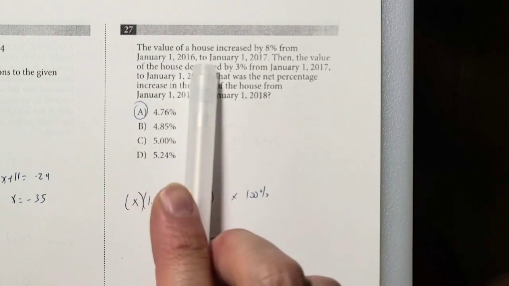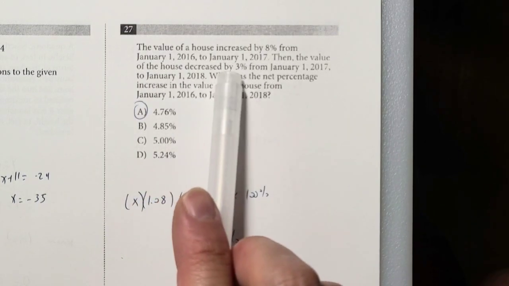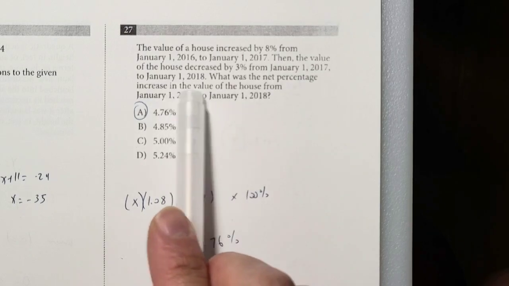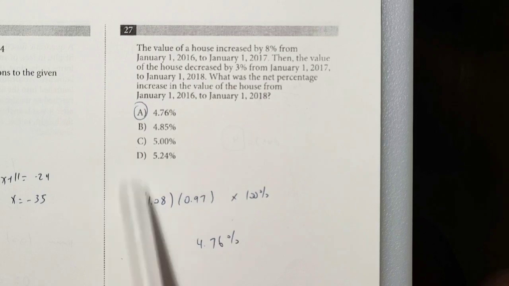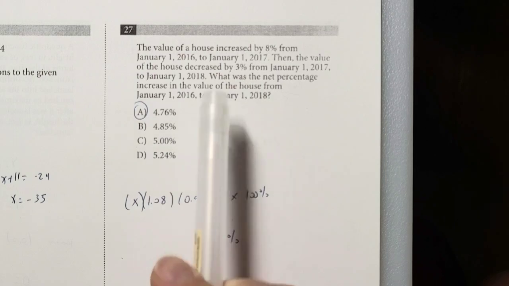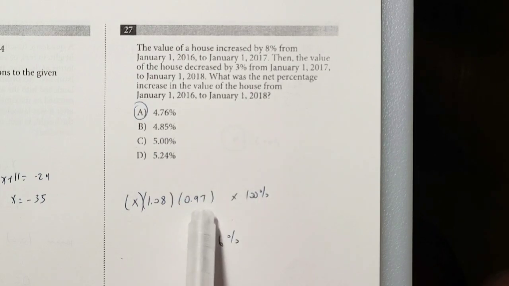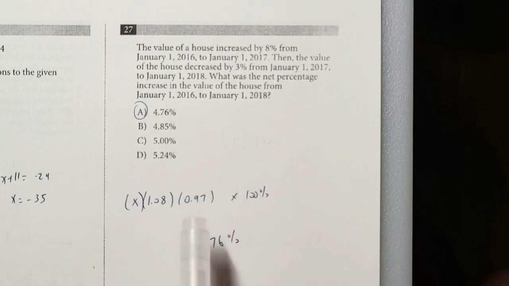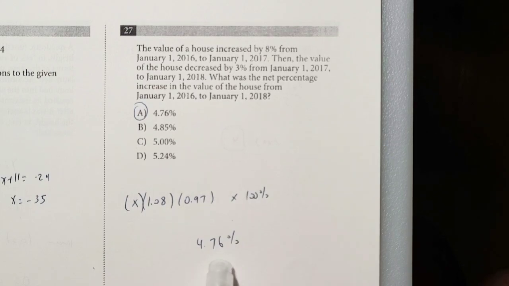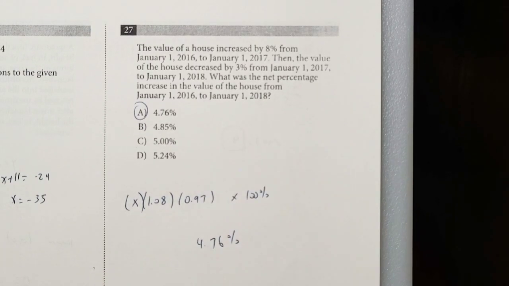27. The value of a house increased by 8%, then decreased by 3%. What's the net percentage increase? Okay, so what happened is it started at some value x, increased by 8%, so times 1.08, and then decreased by 3%, so times 0.97. This is 1 minus 0.03, 0.97, okay? And then times 100. If you do this and times 100, you'll get 4.76%. Choice A. You can even put this as 100 and then get rid of that, and then that should give you the answer as well.